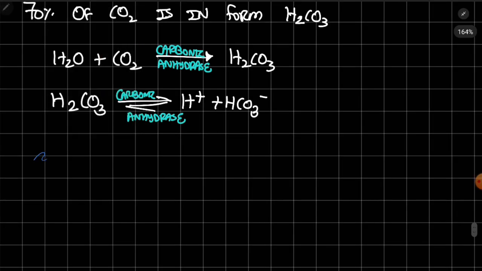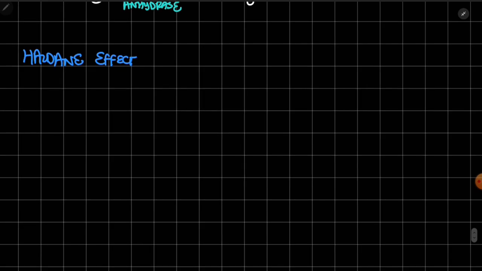When we talk about CO2 transport, the Haldane effect is very important, the most important. So what does the Haldane effect say? We have seen in the Bohr effect that increasing H+ concentration and increasing CO2 concentration favor O2 release from hemoglobin. The reverse is also true. In the Haldane effect, an increase in O2 concentration can displace CO2 from the hemoglobin.